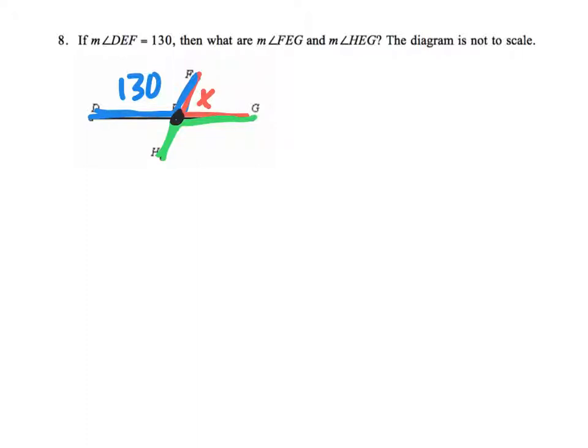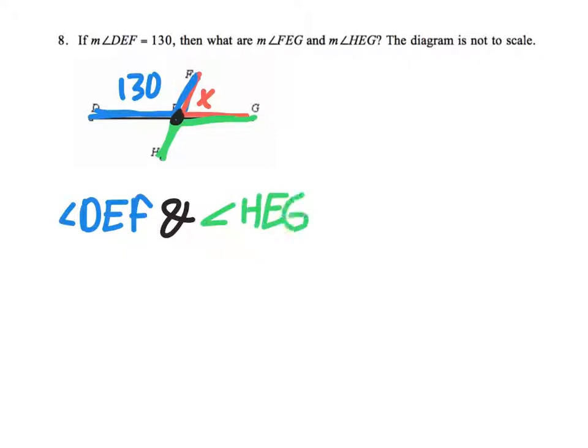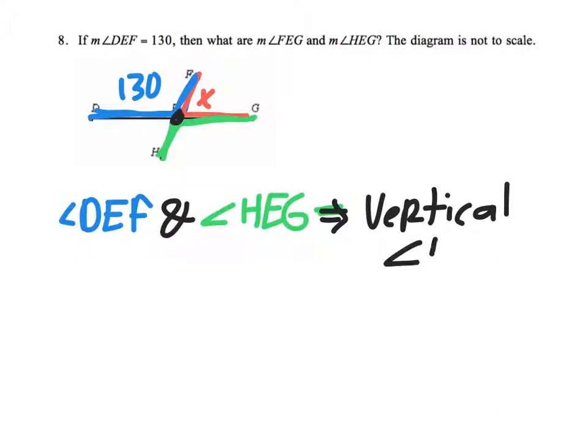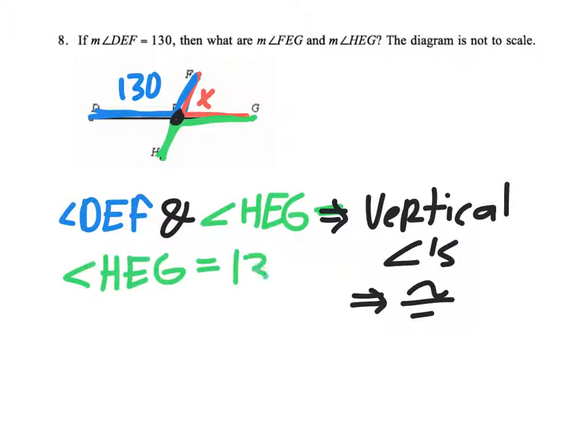So I know that angle DEF and angle HEG are vertical angles, which tells me that they're congruent. So they have to be the same size. So angle HEG is going to equal 130.